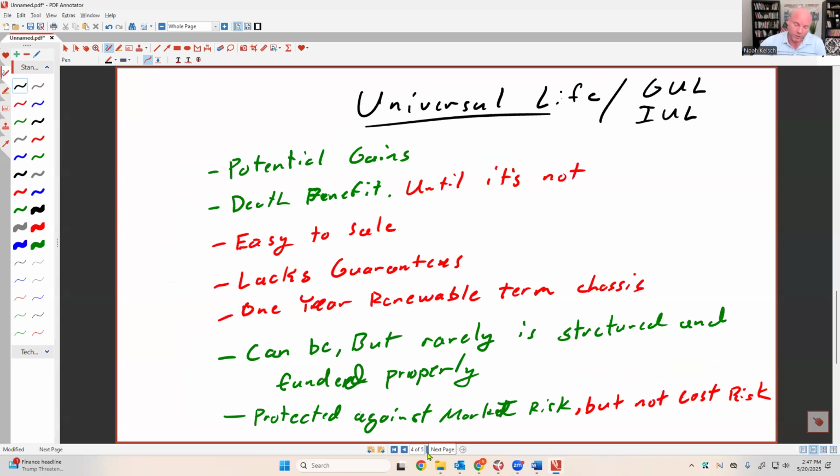Universal life, and that includes guaranteed universal life and indexed universal life, or GUL and IUL. Universal life is a spin-off of whole life. They've been around for decades, but relatively speaking, they're kind of like the new kid on the block. It's a spin-off. In my opinion, they have not stood the test of time.